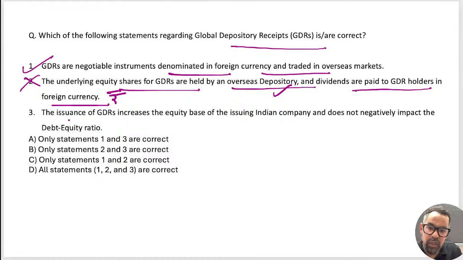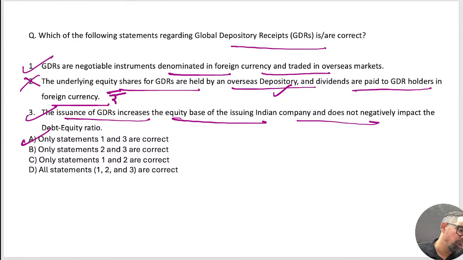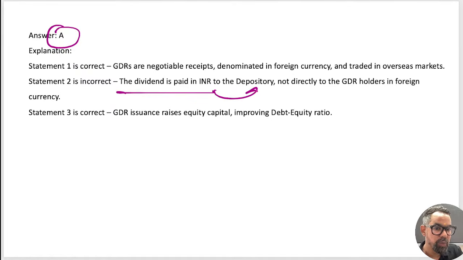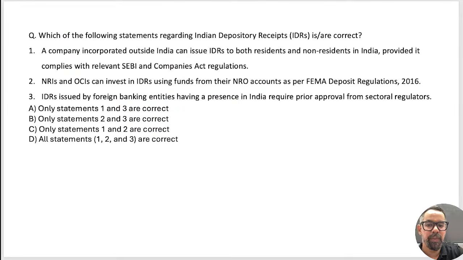Wrong. The next one, issuance of GDR increases the equity base of the issuing company and does not negatively impact the debt to equity ratio. 1 and 3, option A only. Option A will be the right answer for this one. B is 2 and 3. No. A will be the right answer for this one, guys. Right. So dividend is paid in INR to the depository, not directly to depository holders, not in foreign currency. In the morning only, I guess, we talked about these particular things.